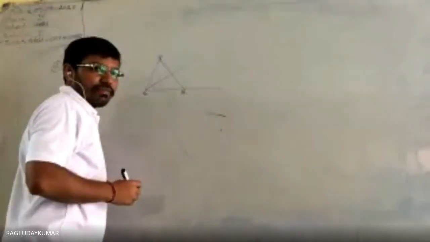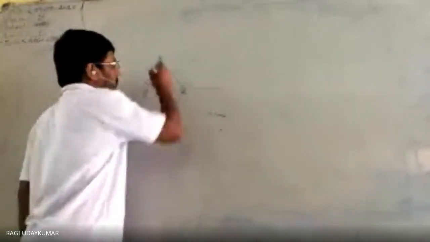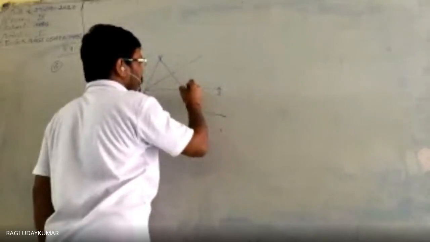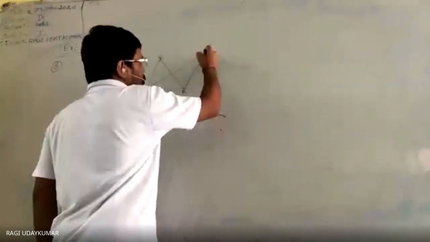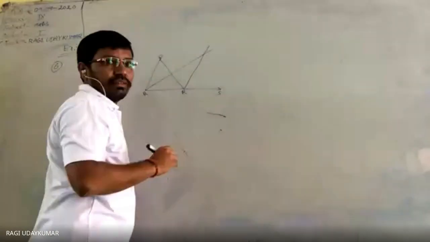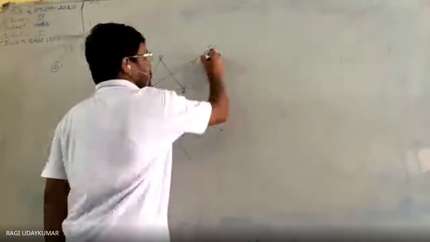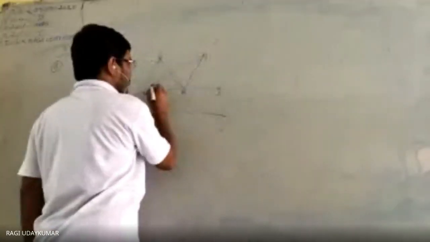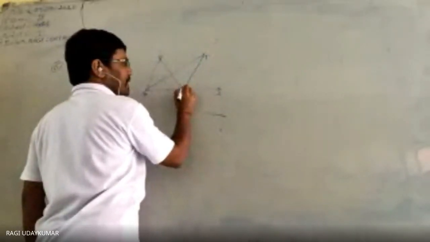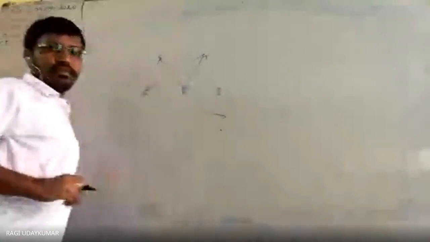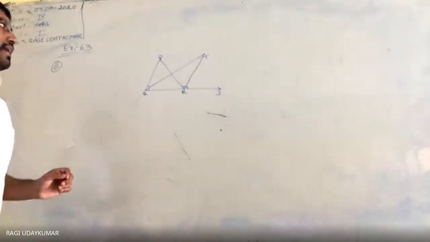and the bisector of angle PRS, these two meet at a point T. A bisector is nothing but indirectly this angle is equal to this one, and this angle is equal to this one. These two are here, and we are asked to find out angle QPR.